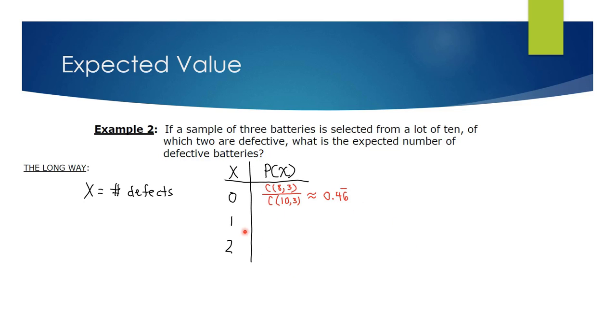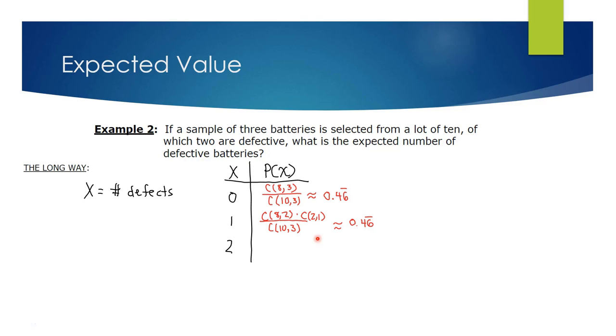Same thing for 1, but now I'm going to have 1 defective. So I'm going to have 2 that are not defective and 1 that is. When I do that probability, I'm going to have 2 out of the 8 that were not defective and 1 out of the 2 that was. So I multiply those together over, again, me choosing 3 out of 10 batteries. And I get another 0.46 repeating, which is another 7/15.